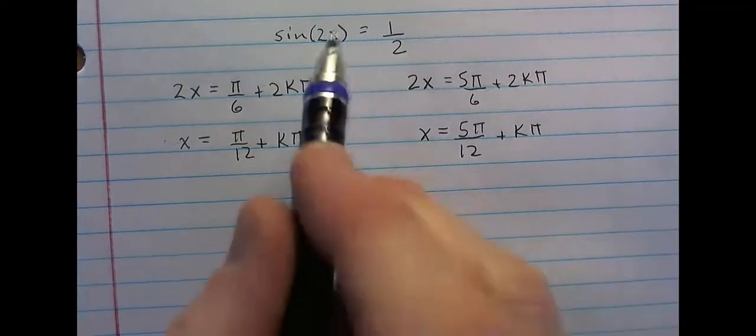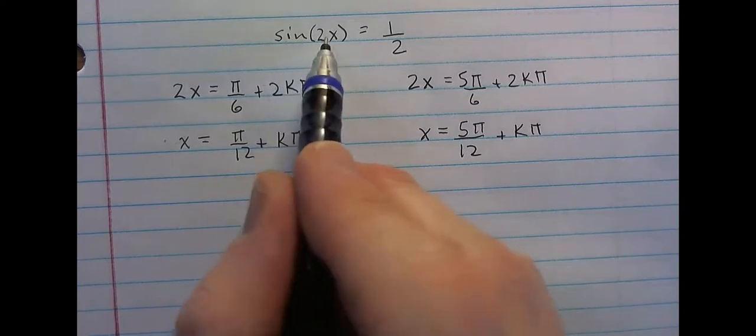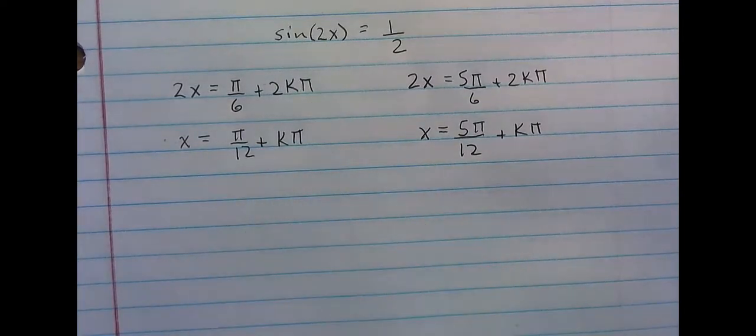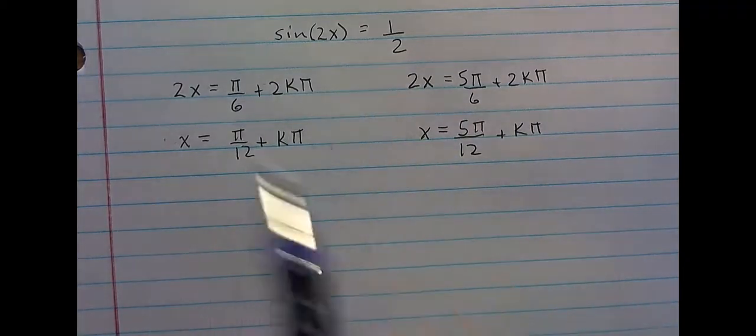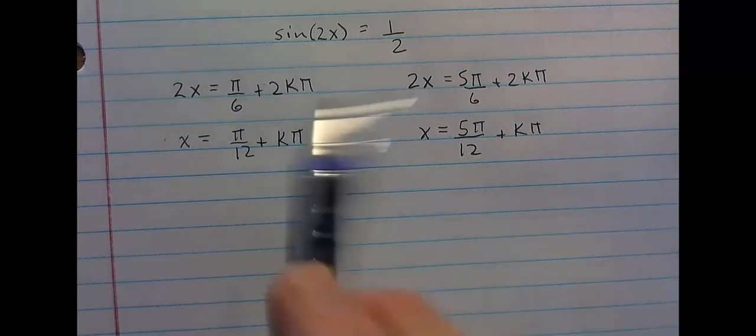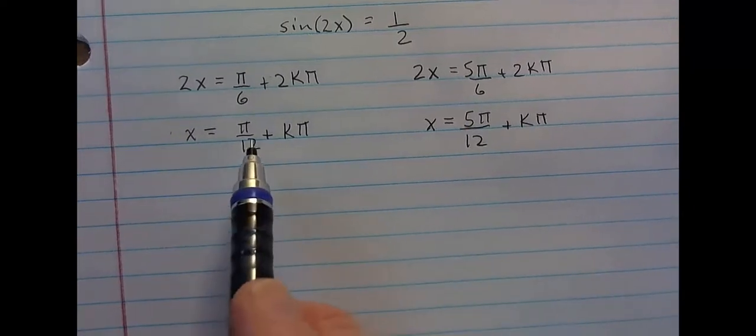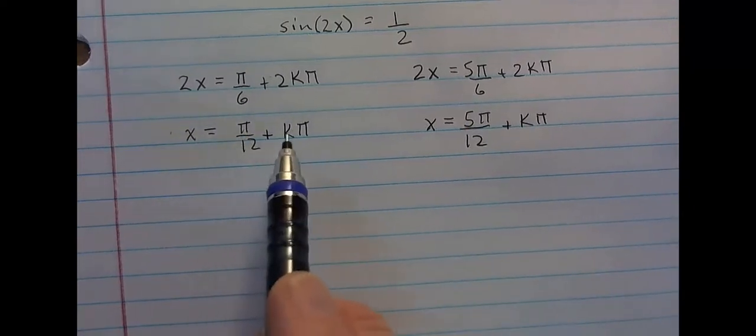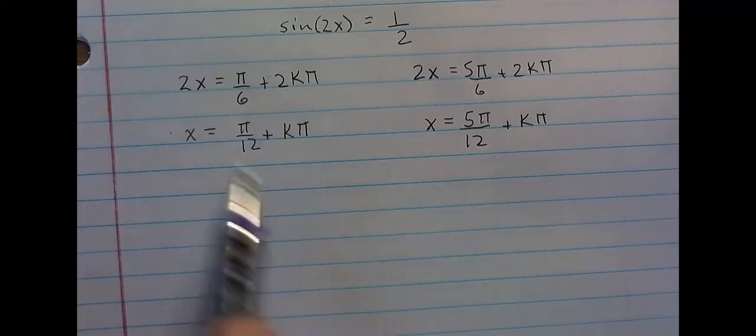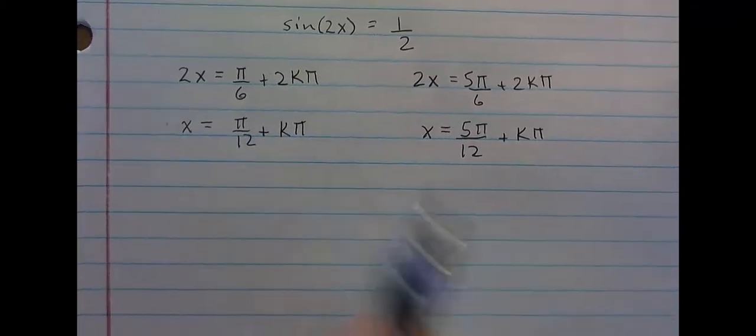So remember, when we have sine 2x, you can think of it as sine goes through its cycle twice as fast as sine x. So it makes a cycle, instead of taking 2 pi, it takes pi. So you can notice that here. You have pi over 12 plus k pi instead of plus 2k pi. So that's how we would deal with something like that.